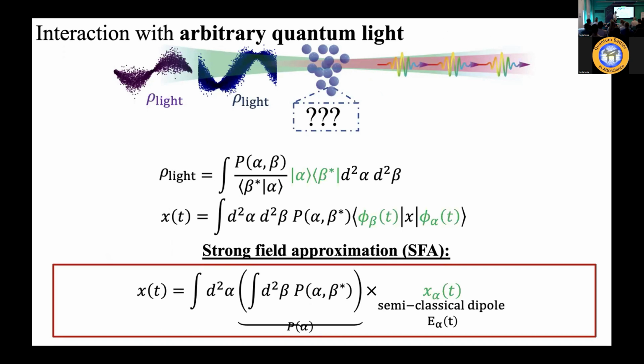And here we have integration, but in this case only on alpha. We have here integrations over all the beta, so we call it P of alpha, but it is not the Glauber P representation of alpha. It is just the integral over all the beta, and then this is the semi-classical moment. So this is already very simple, and we can calculate it, either TDSE or directly SFA, and get the results.